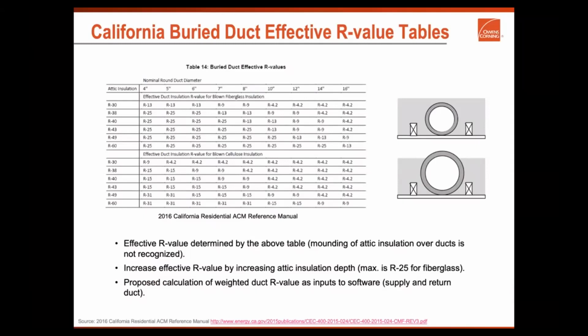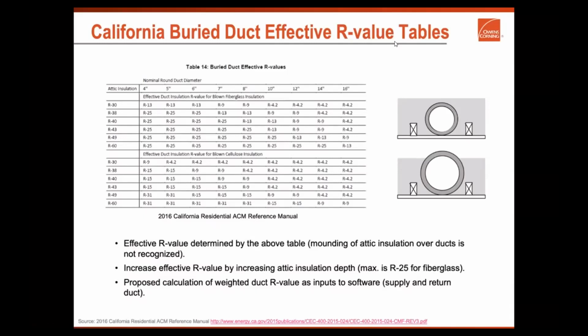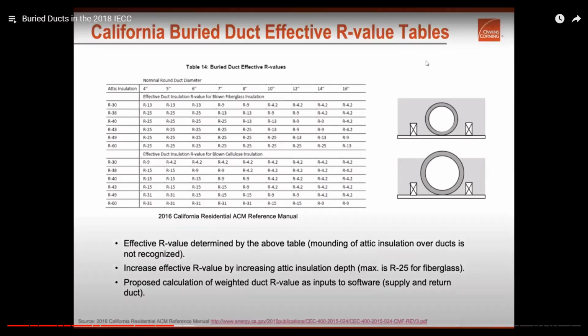I use this table to justify how much R value goes, because you always get that question. Well, I have a 20-inch duct, what's my R value? And it's not on the table. But if I have a 12-inch duct, I need this R value, so how much do I need to go over? So it's always a really good reference. Yeah, absolutely.